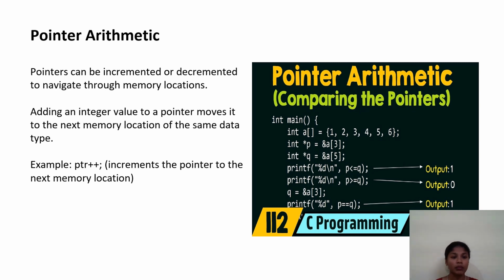Pointer arithmetic. Pointers can be incremented or decremented to navigate to memory locations. Adding an integer value to the pointer moves it to the next memory location of the same data type. Pointer arithmetic is a set of operations that work with memory addresses, not with values. For example, ptr++ increments the pointer to the next memory location.